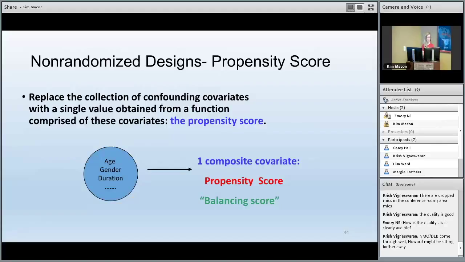How many of you have ever heard of a propensity score? A couple people, okay, nice.